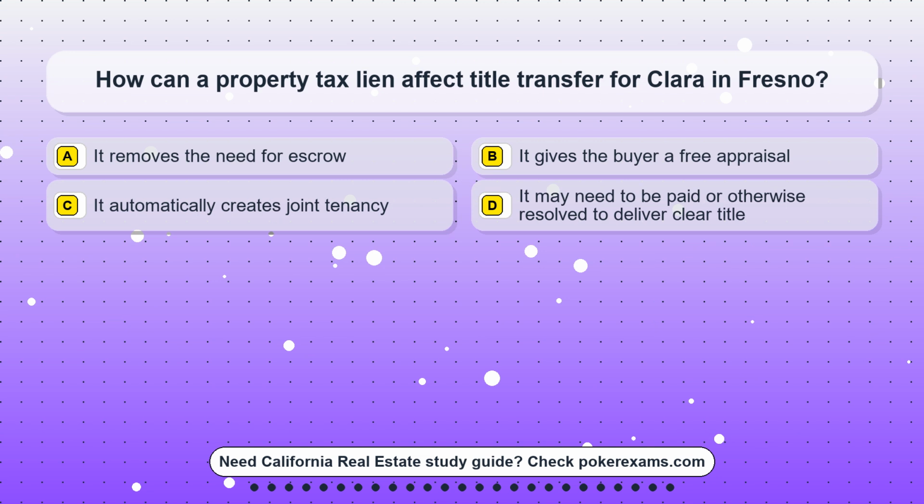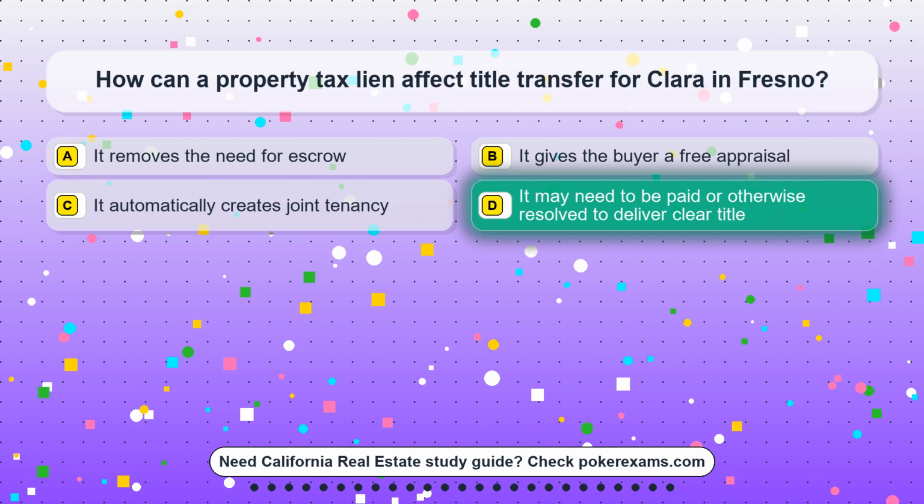Question 17. How can a property tax lien affect title transfer for Clara in Fresno? Option A, it removes the need for escrow. Option B, it gives the buyer a free appraisal. Option C, it automatically creates joint tenancy. Option D, it may need to be paid or otherwise resolved to deliver clear title.